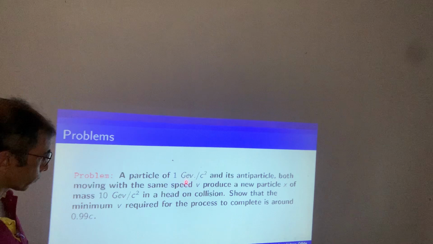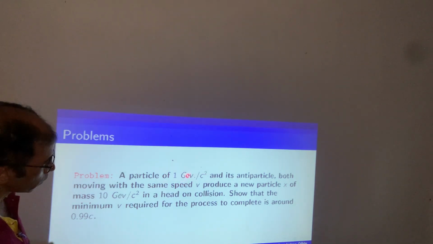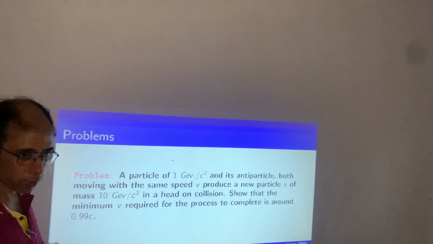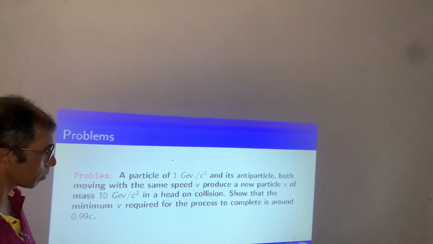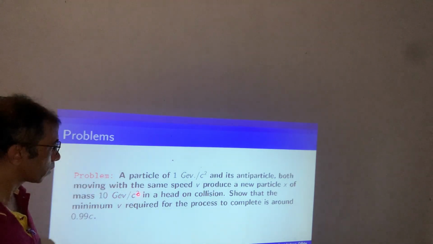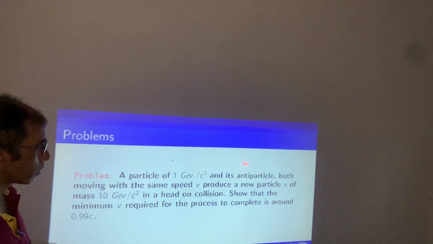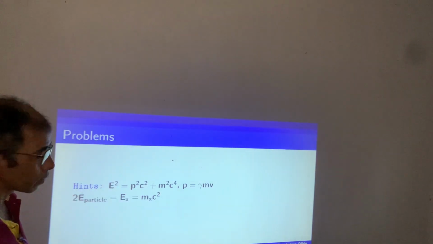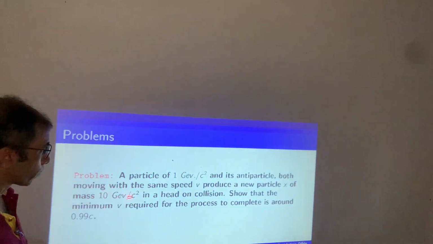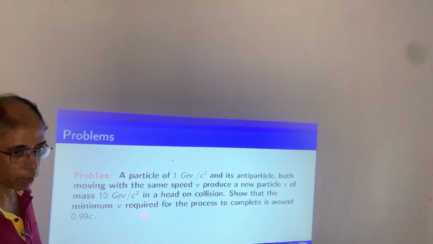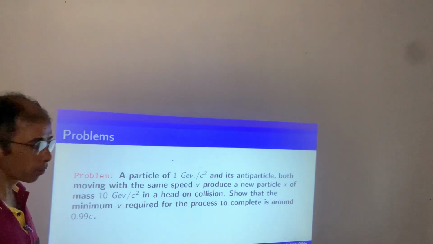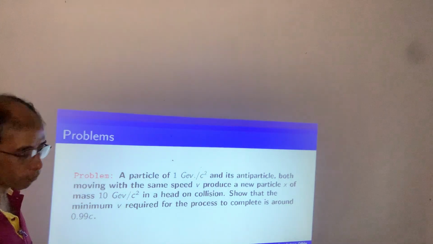So this is my lighter particle. The antiparticle will also have the same rest mass, and this is the mass of the particle that is created by the particle and the antiparticle. So what is the minimum v? For minimum v, the new particle X will have no momentum, no kinetic energy. Whatever energy it will have will be due to the rest mass. That we have to remember.